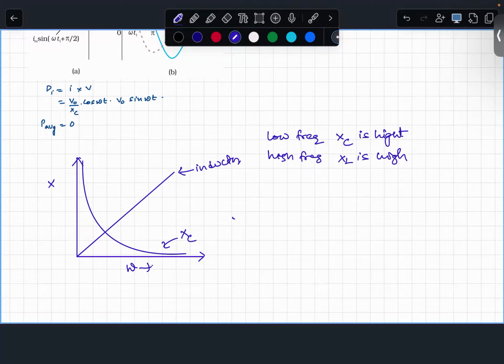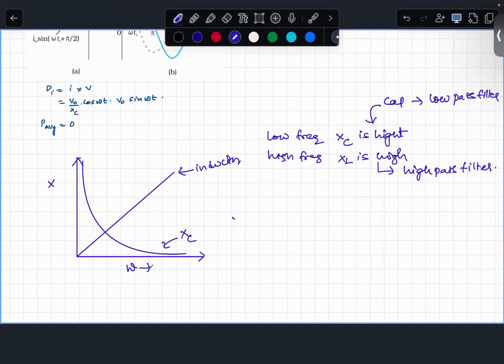So that is the reason why a capacitor is called a low pass filter, and an inductor is called a high pass filter.